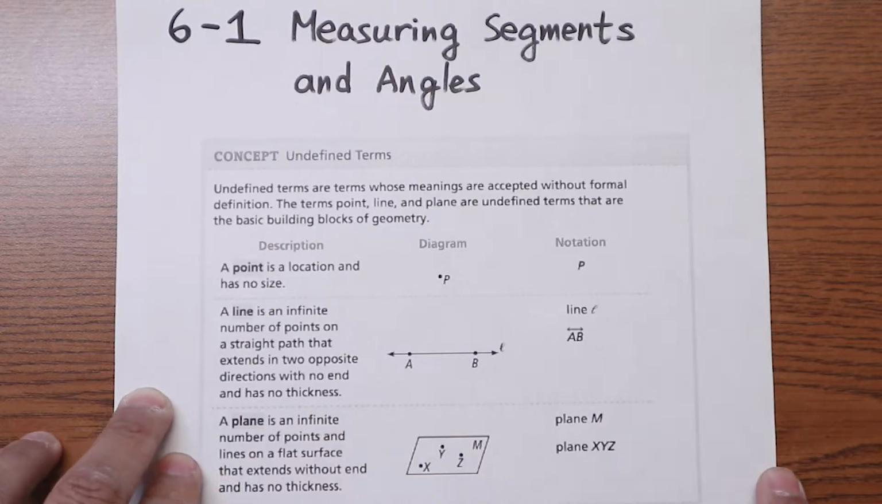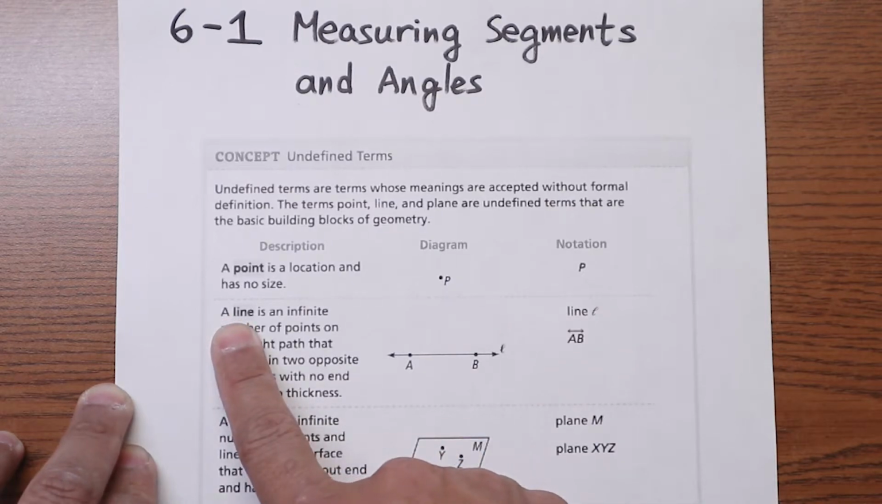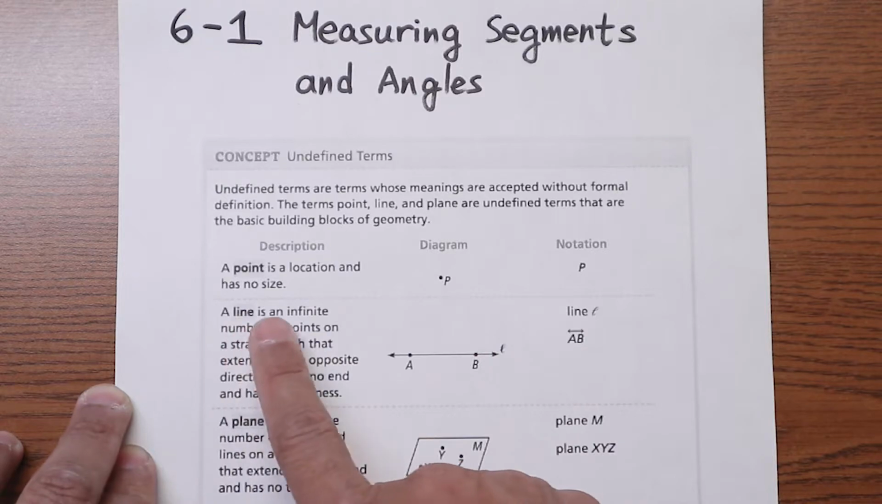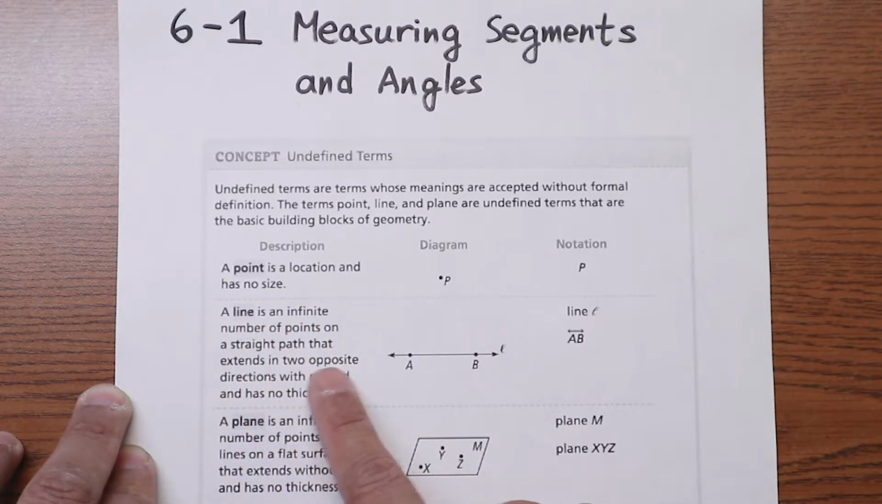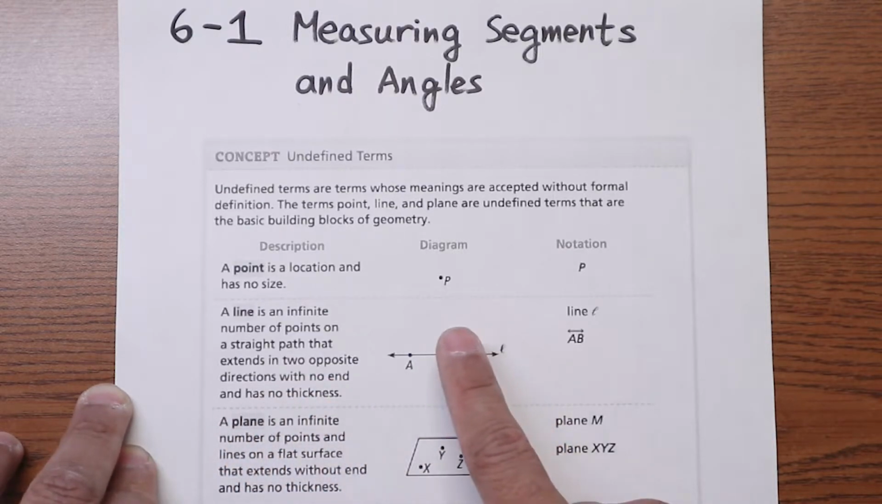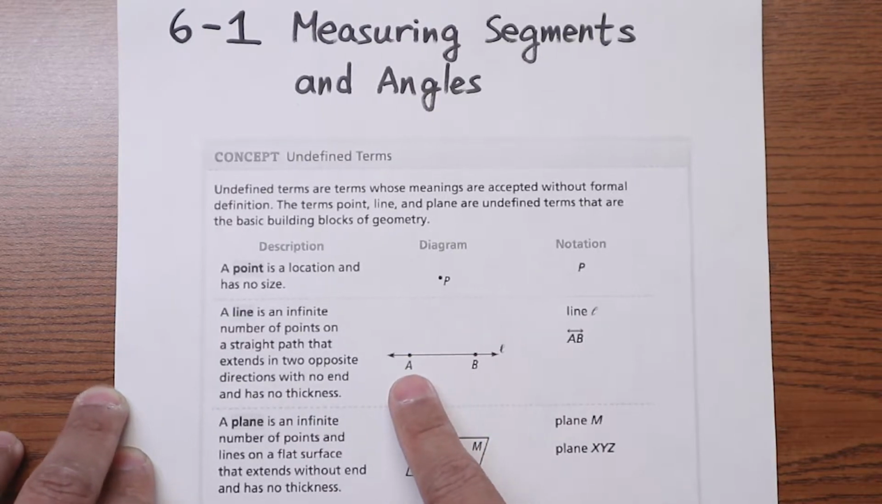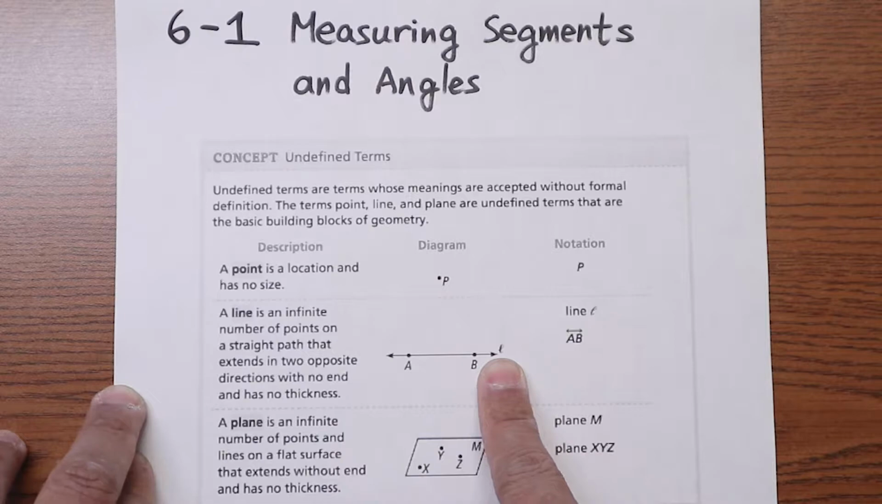The next undefined term that we're going to learn is something called a line. We kind of intuitively know what a line is. A line is an infinite number of points on a straight path that extends in two opposite directions with no end and has no thickness. So this is a diagram or a picture of how a line looks, and a line should have 2 points, or it doesn't have a point but has a cursive letter to name the line.